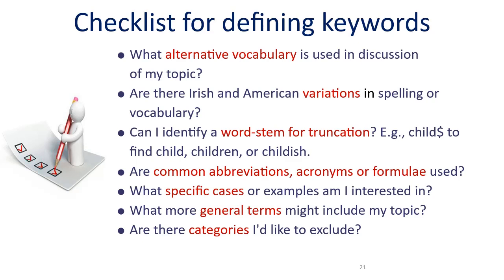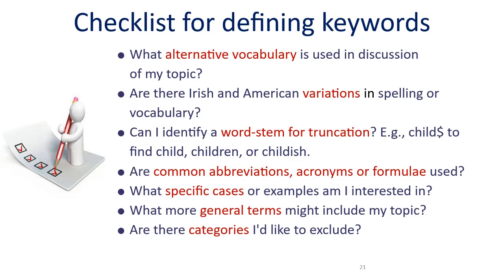Is there alternative vocabulary being used when people are talking about this topic? Are there variations in how words are spelt? This is usually American English versus Irish English. Words like colour or labour. Can you identify multiple words that have the same root but different endings? There are tools in the database to allow you to automatically search for all possible endings. Are there abbreviations being used? As well as using the abbreviation, use the full version and vice versa. So all these will allow you to think of multiple terms for the same concept and therefore improve the quality of your search.